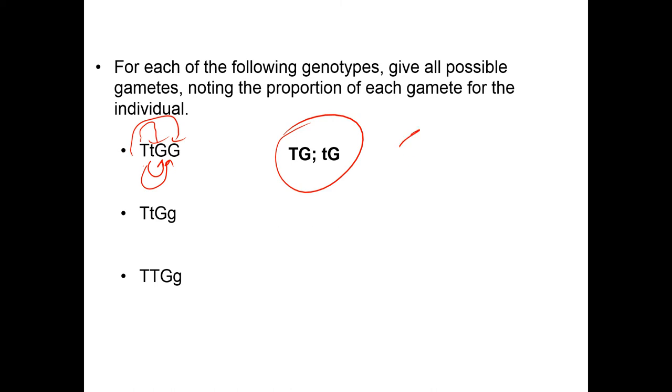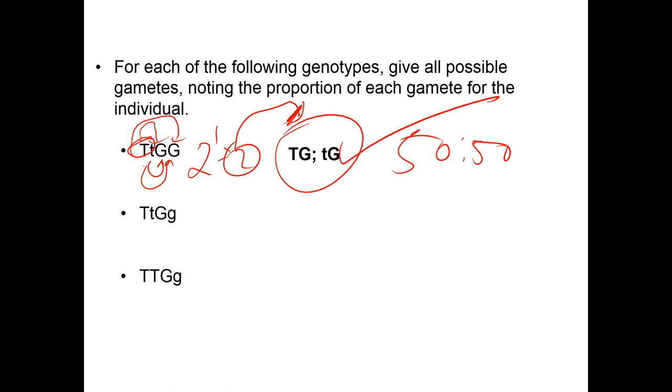So this is 50-50. How can you double check this answer? Well, you have one heterozygous genotype, so 2 to the 1 equals 2. You can produce two possible types of gametes, big T, big G and little t, big G. So that's right.